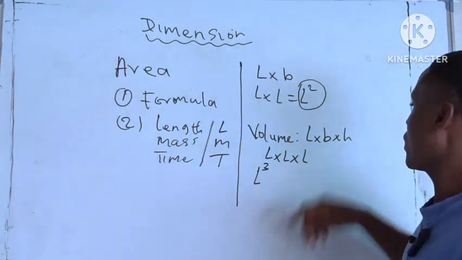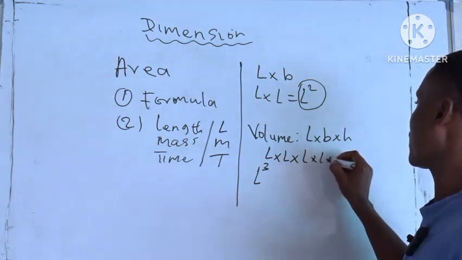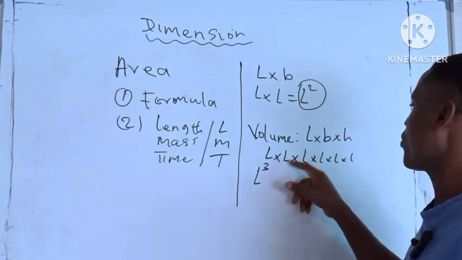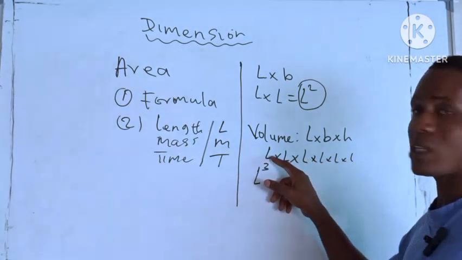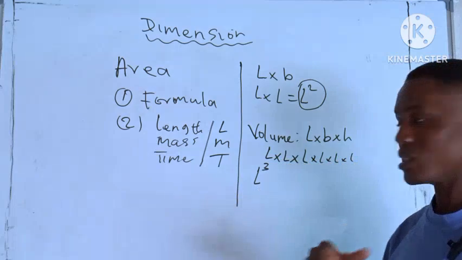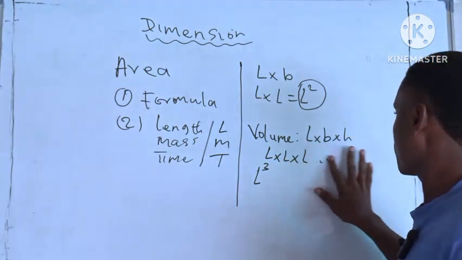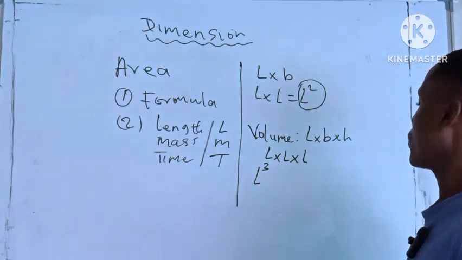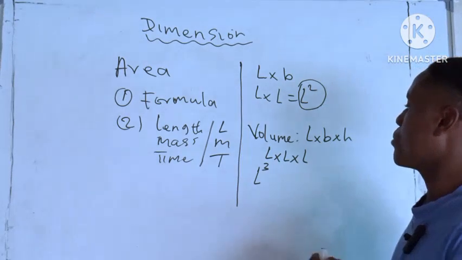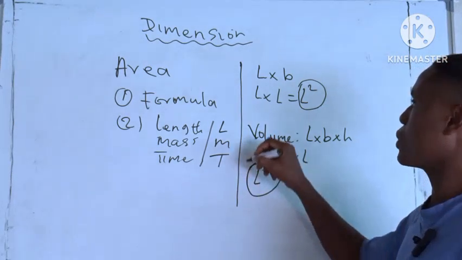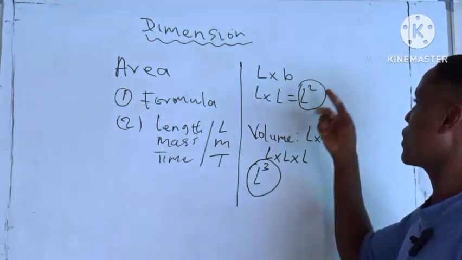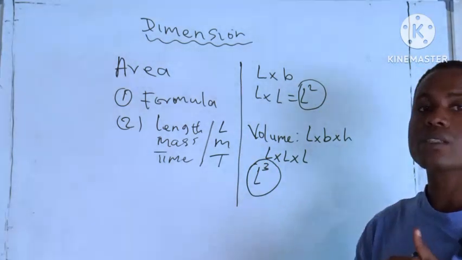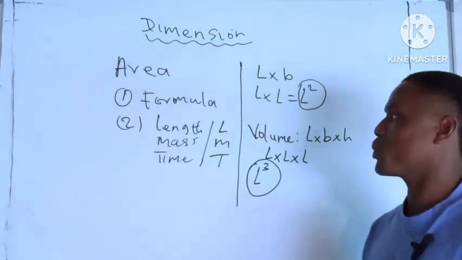Supposing we have L times L times L times L times L times L, just count the number of L we have here: 1, 2, 3, 4, 5, 6. So it will now be L raised to power 6. But here we have only 3, so please take note, okay? So this is the dimension of volume, while L square is the dimension of area. Are you getting it? So this is how to calculate the dimension of different quantities.